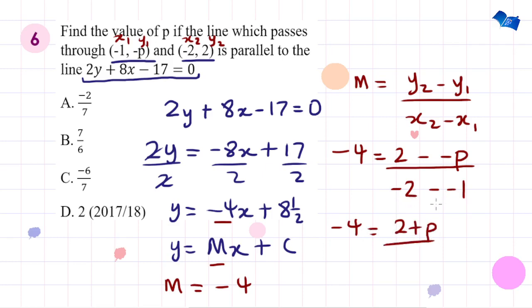What would that give us? The same, minus 2 plus 1 is minus 1. So I can multiply both sides by minus 1, right? So we have on this left-hand side, 4 is equal to, this cancels, 2 plus p. So p will be equal to what? 4 minus 2, which is 2. The answer is D.